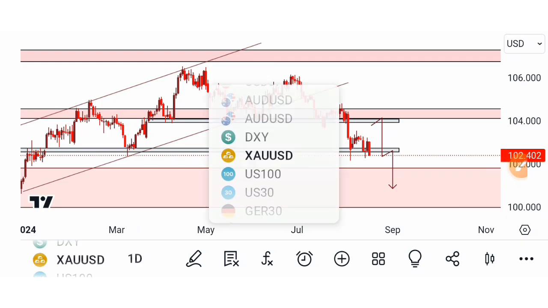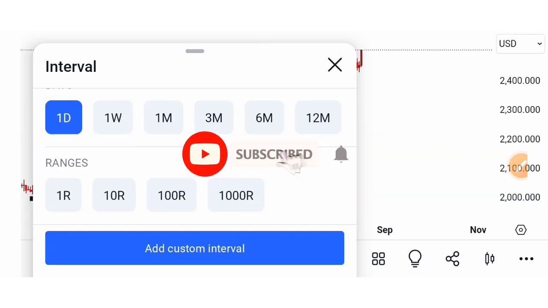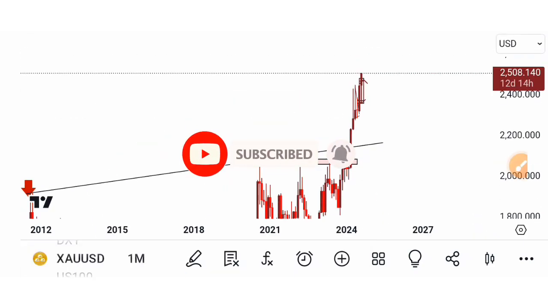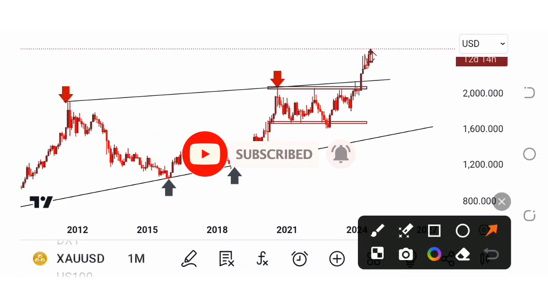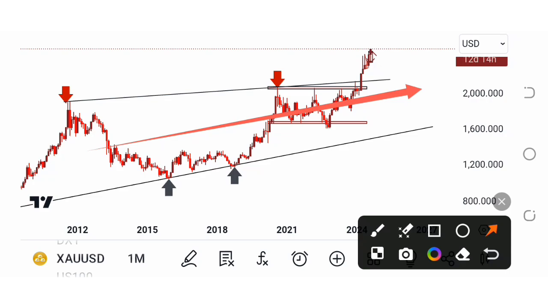Moving on to gold, let's move to the higher time frame. On gold, I am bullish on this market, right? So as you can see, this market has been going up. It's been going up for a very long time.